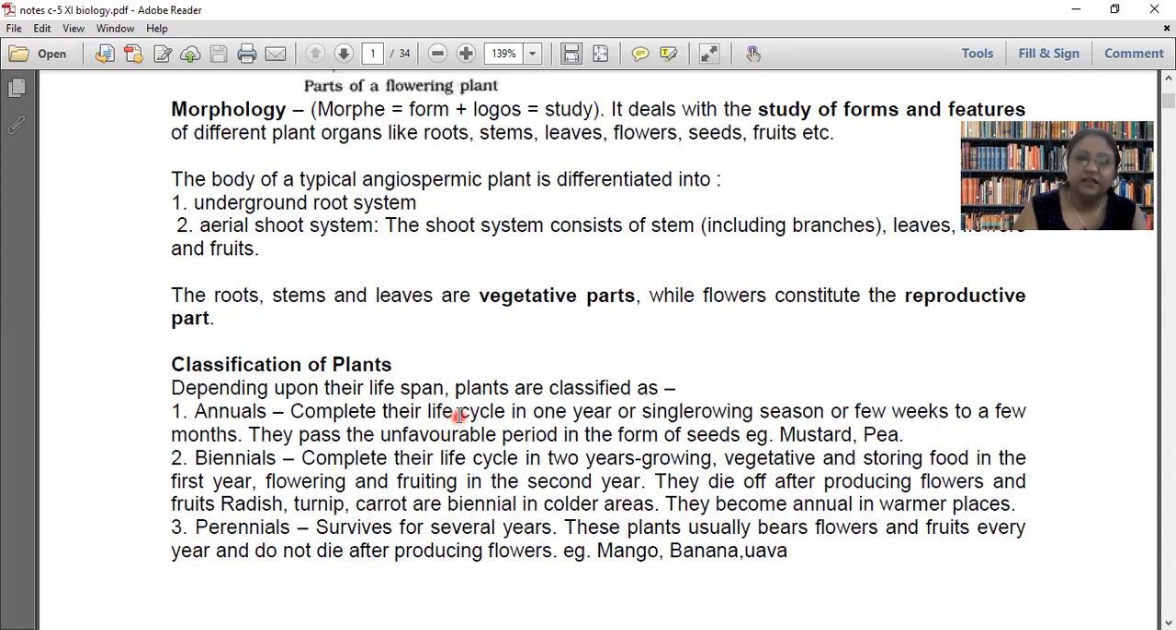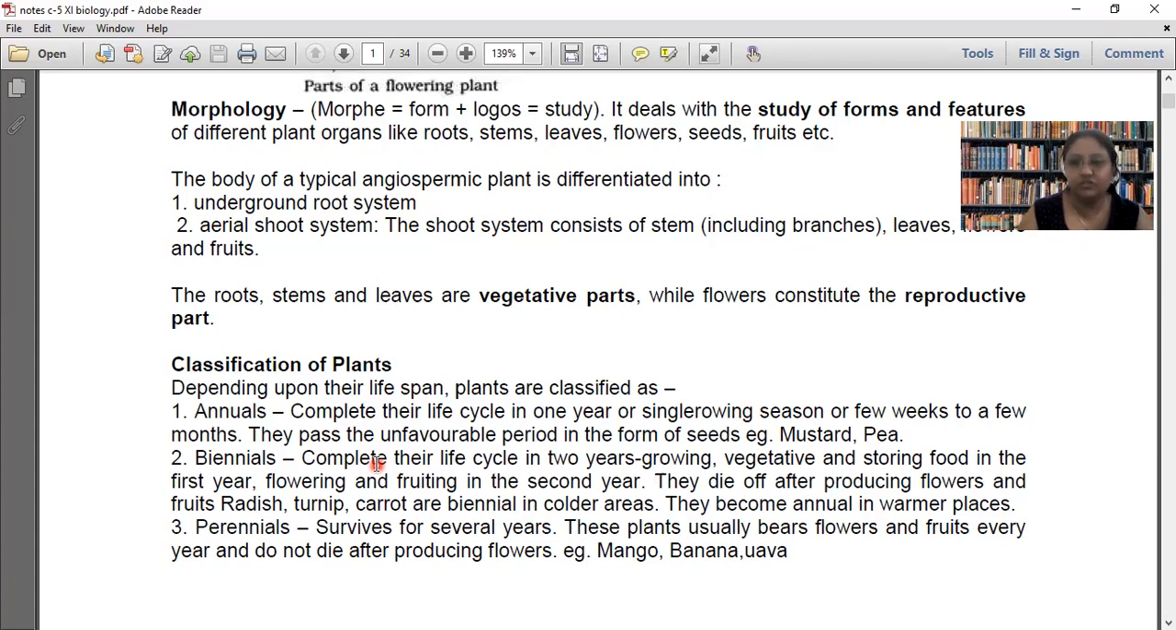Annual means they are plants which complete their life cycle in a year, or I can say they have a single flowering session, or they can have a lifespan of a few weeks to a few months, but once in a year only they will bloom. So it may be rare that the plant survives for 3 months, but it is flowering or it is surviving only in a specific season.